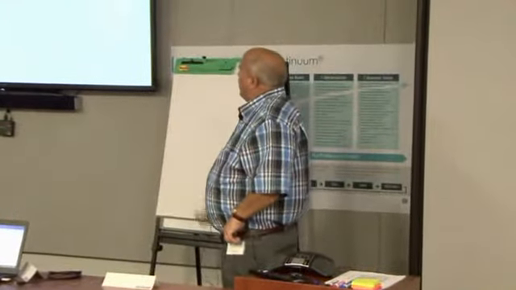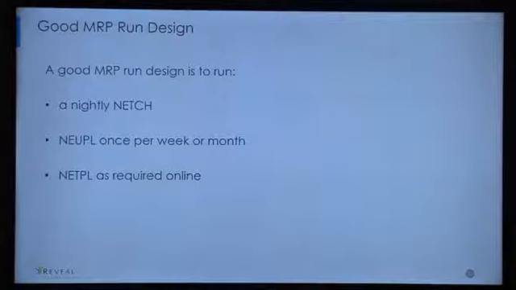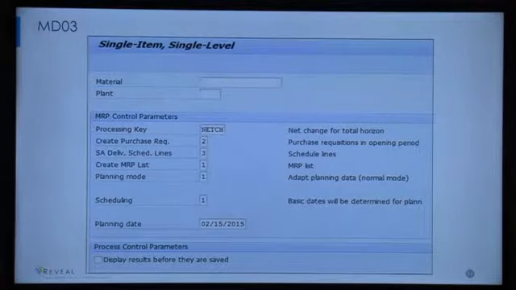Okay, so the design: nightly net change, once a week or month net planning. So we're pretty much doing that at this point, running net change nightly, net change in the planning horizon once a week or month. Okay, so these are the settings on an MD03 or MD02, running it yourself.